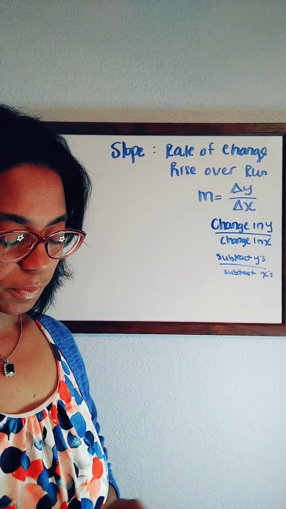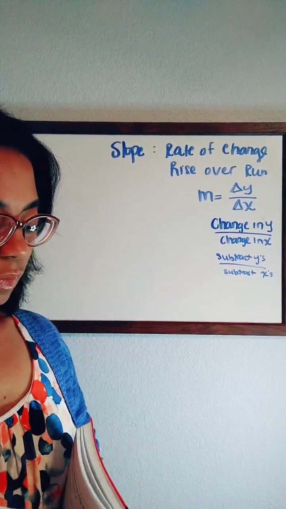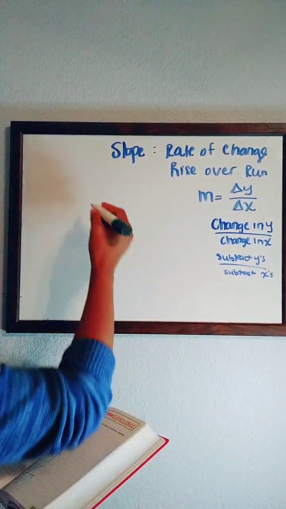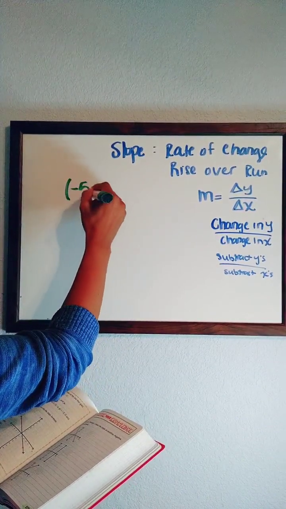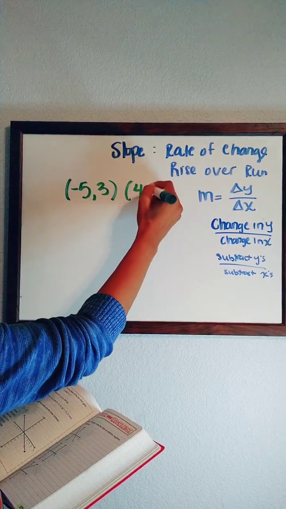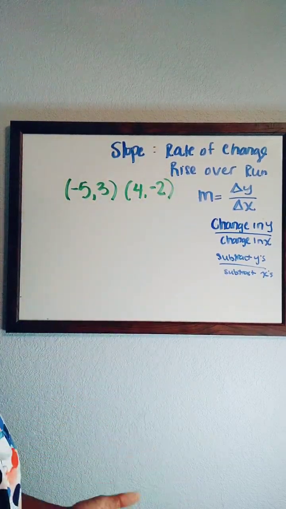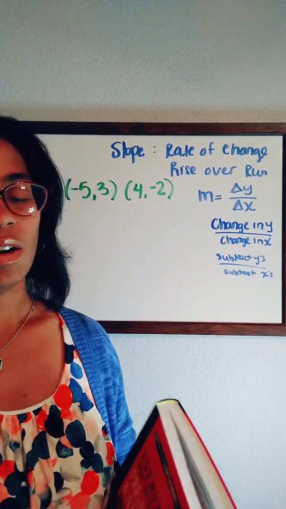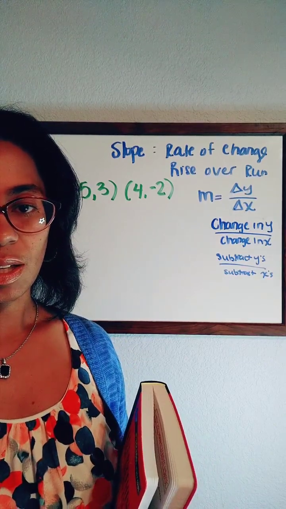Okay. So let's try another one. All you have to do is make sure you're careful. So let's do -5 and 3, and then 4 and -2. So this would be the first step if we were starting to learn how to write equations.